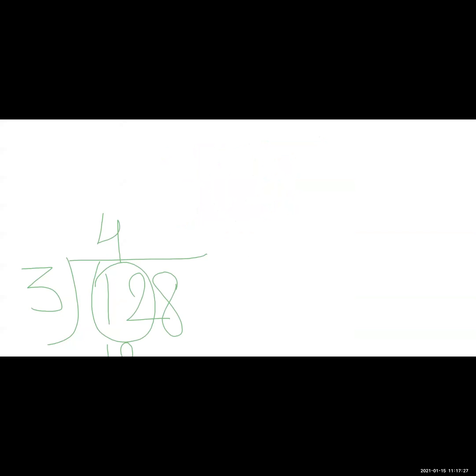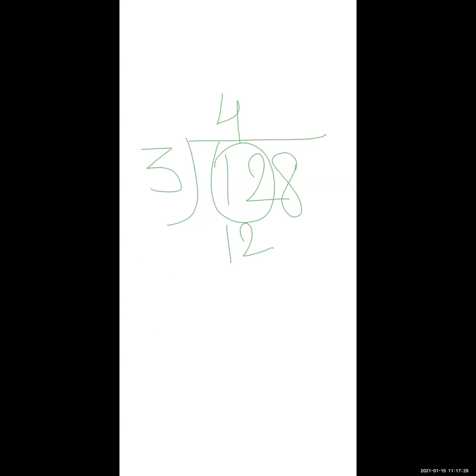So 3 4s are 12. So 12 minus 12, what is the answer? 0. Now 8 will come down. This 8 will come down.